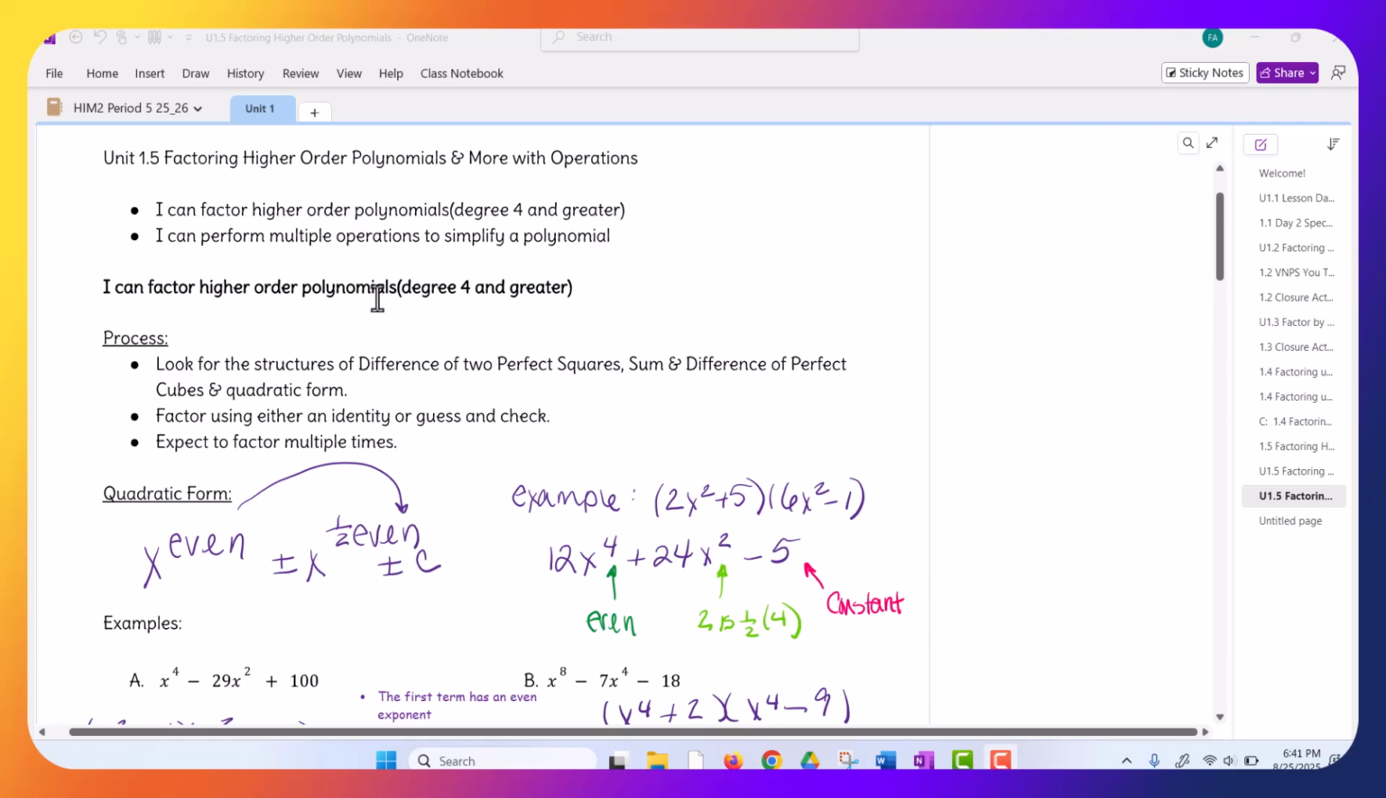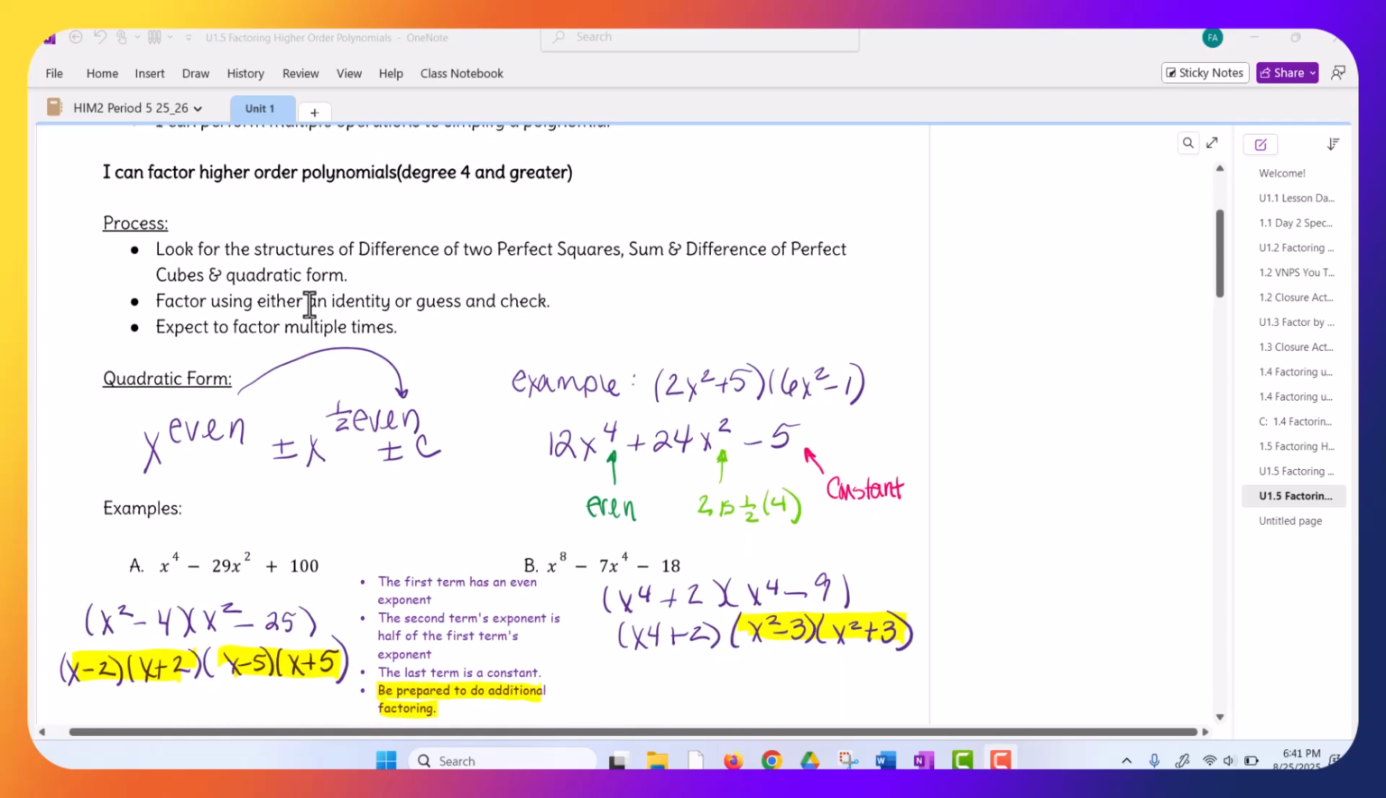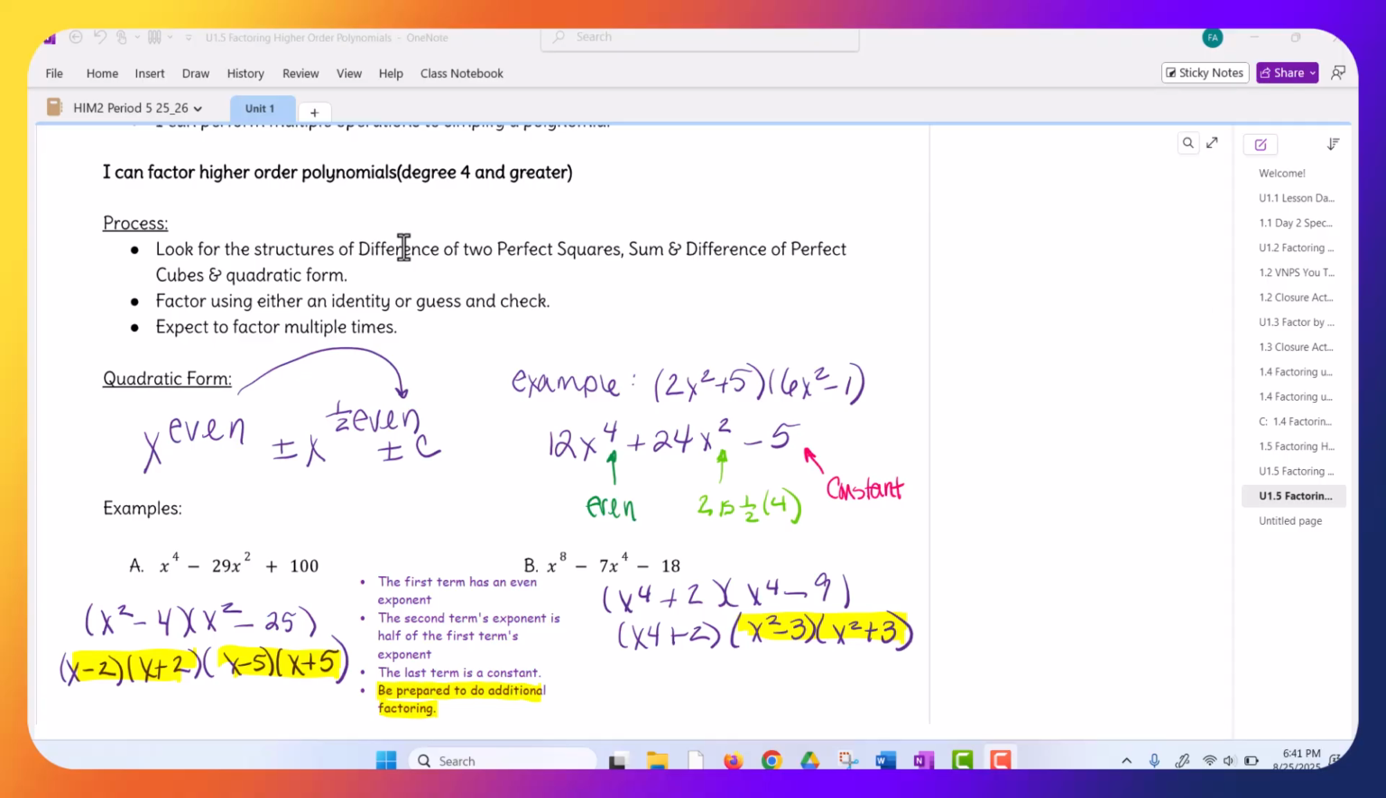So our first learning target, our process is going to be to look for some structures of the difference of two perfect squares, sum and difference of two perfect cubes, and this thing called a quadratic form. And we're going to factor either using identity or the guess and check. And we should expect to factor multiple times when we have a higher degree polynomial.